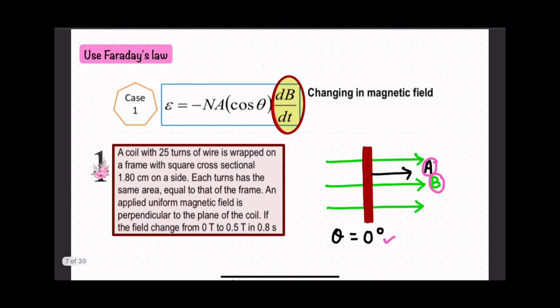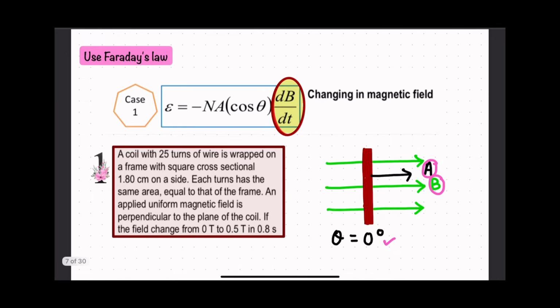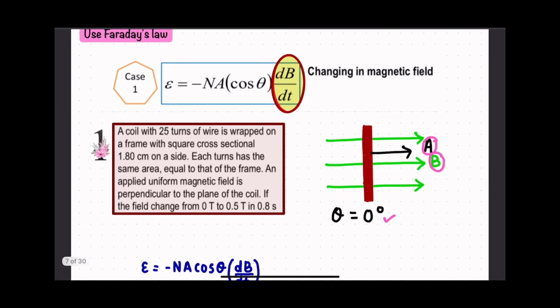Alright, so next kita tengok how to use Faraday's law. First case, let's say dia kata changing in magnetic field, change from apa to apa. A coil with 25 turns of wire is wrapped on a frame with a square cross-sectional area of 1.8 cm on the side. Each turn has the same area as the frame, and an applied uniform magnetic field is perpendicular to the plane of the coil. Ayat ni kena faham. Uniform magnetic field is perpendicular to the plane of the coil. Plane of the coil is perpendicular to the B.